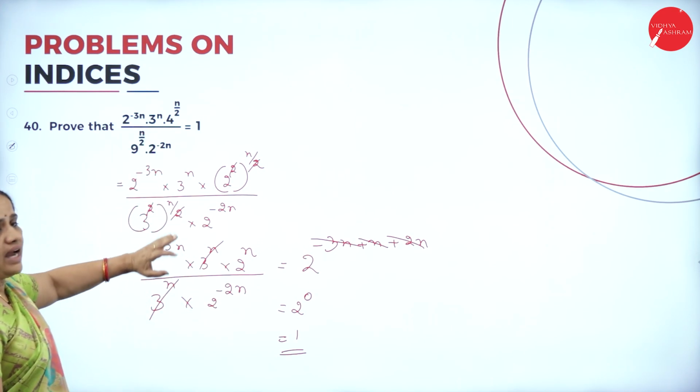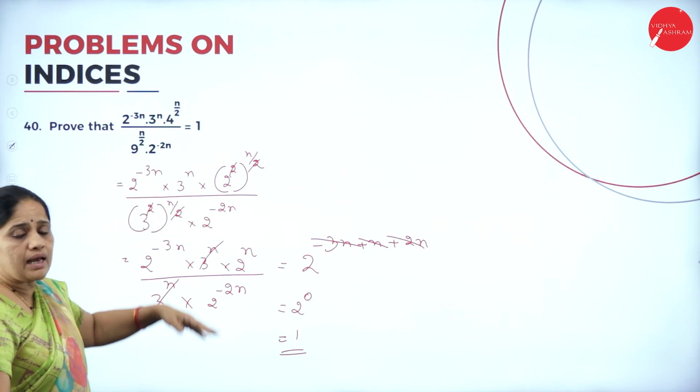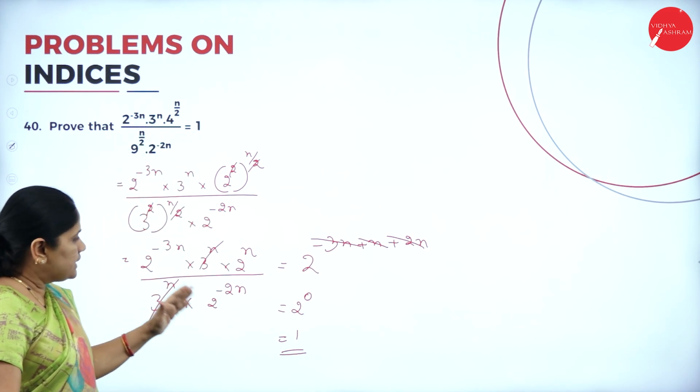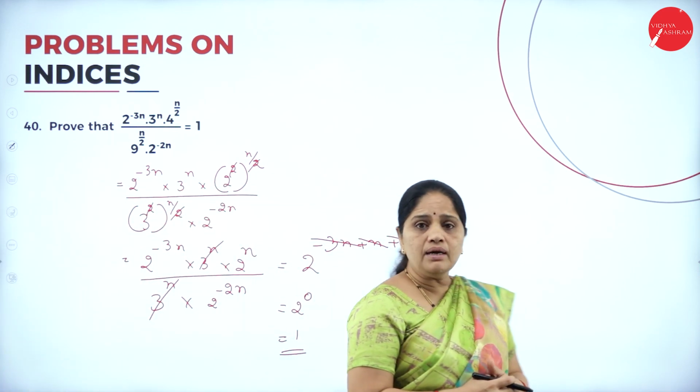So, when you are having this problem, you have to just break down the numbers into multiples, and then we have to apply the law of indices and then work out the problem.